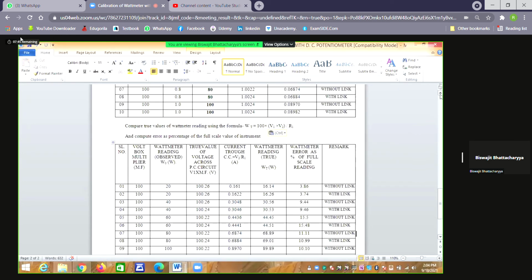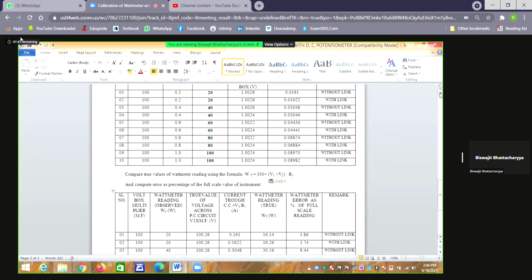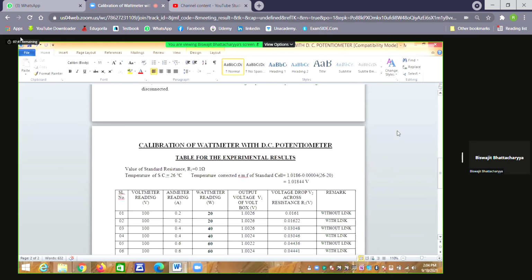Okay. Any question in the understanding of the experiment? Now two things remaining. Actually, three things still remaining.